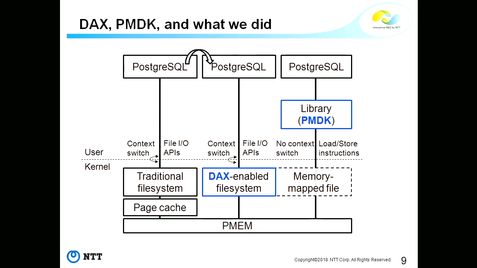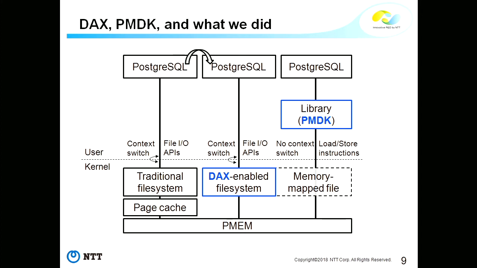The traditional I/O stack is, as shown on the left, PostgreSQL uses file I/O APIs, such as read or write system calls in POSIX. Then, go to the middle. PostgreSQL can run on a DAX-enabled file system because the provided API is the same as before. It can run faster than before because DAX reads and writes file data on PMEM directly. It bypasses the page cache, so there is no page cache, to reduce redundant memory copy.